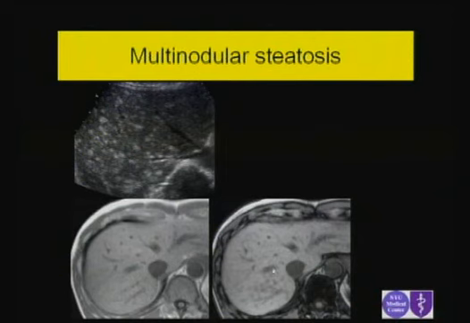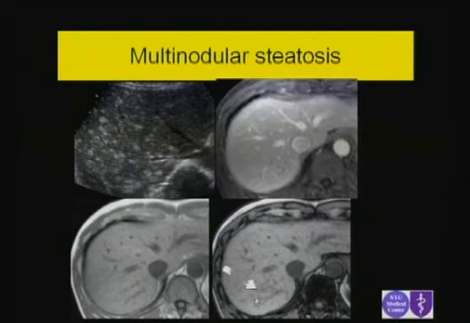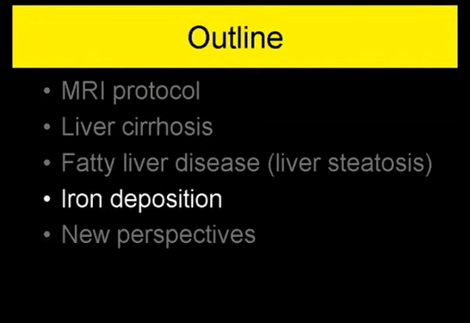So the patient had in and out of phase. You see nothing on the in phase, but you see ill-defined signal drop here on the out of phase. This is the signature for multinodular steatosis or multinodular fatty infiltration. There was ill-defined enhancement there, but this patient was followed, and this was all by itself.